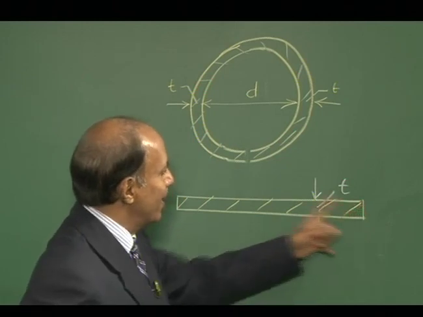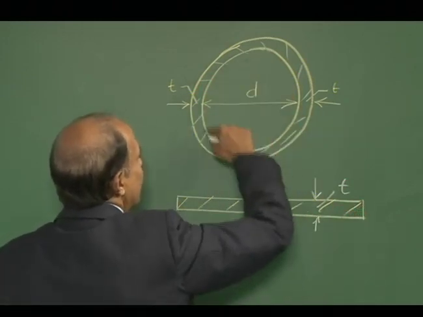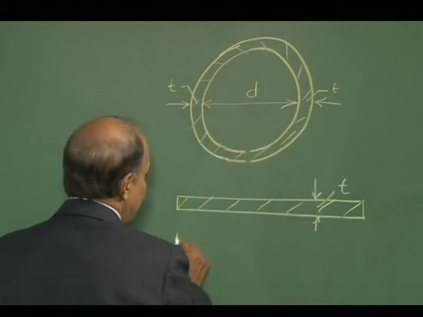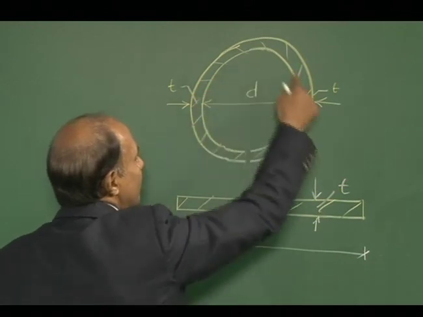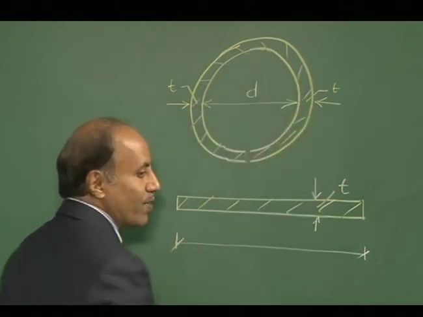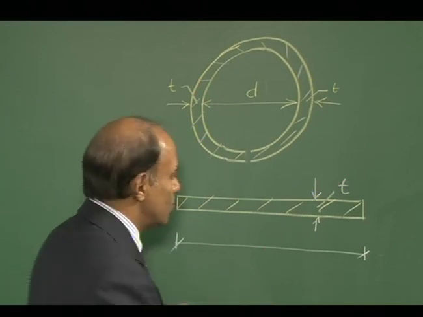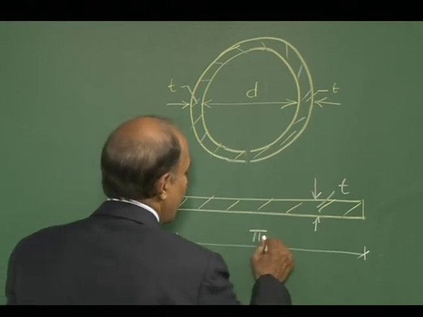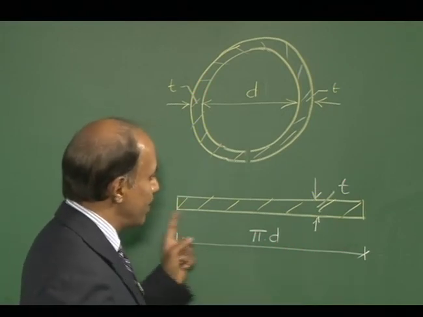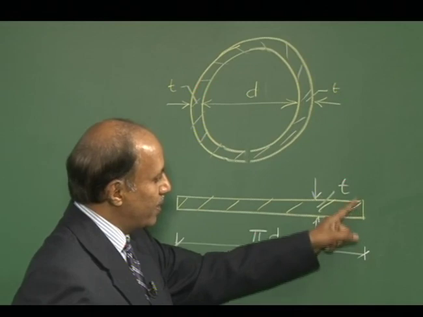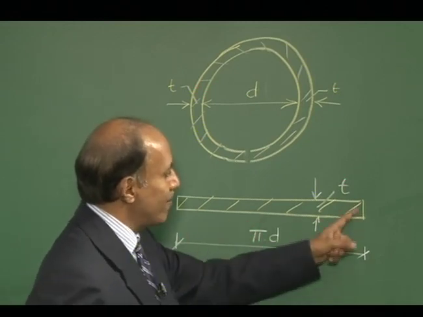Now, what is the length? The length is nothing but the inner circumference. So, we approximately take this as the inner circumference. The inner circumference of a circle is pi d. So, all we have is a rectangle whose length is pi d and thickness is t.